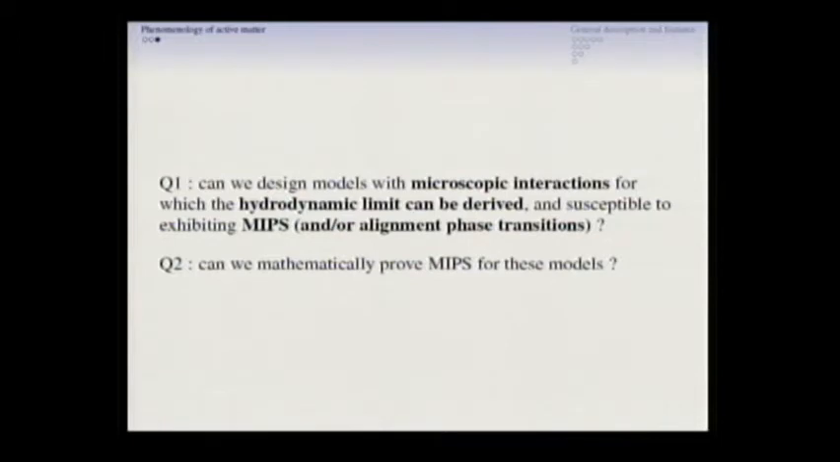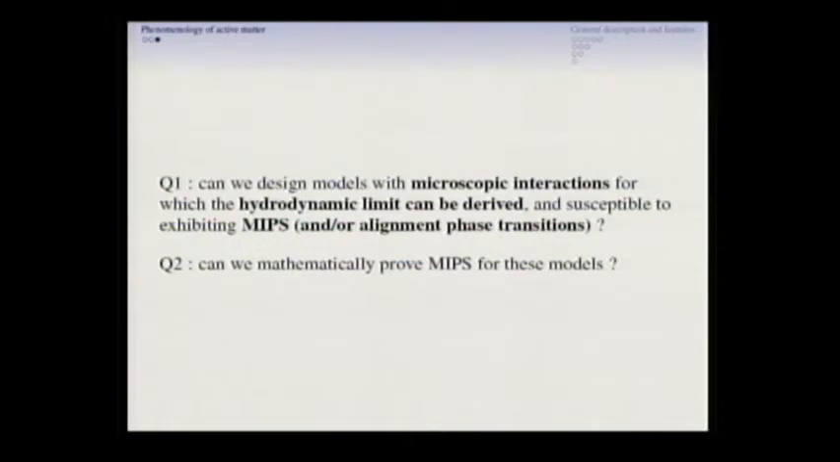So the first question I'm going to address here is, can we design a microscopic model, with purely microscopic interaction, for which we can derive a hydrodynamic limit? This is quite important, but I'm not sure I'm going to have time to address that. For those of you who are not familiar with the term, don't worry, I'm going to get back to that later on. But think about a large-scale limit for these models, susceptible to exhibiting some MIPS-like behavior and maybe some alignment phase transition as well. But here, my focus really is going to be MIPS.